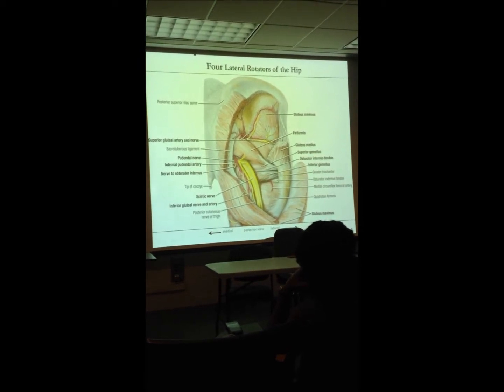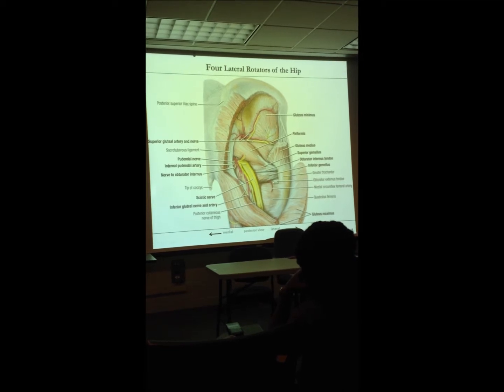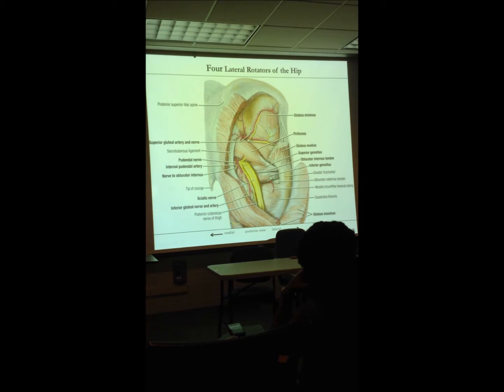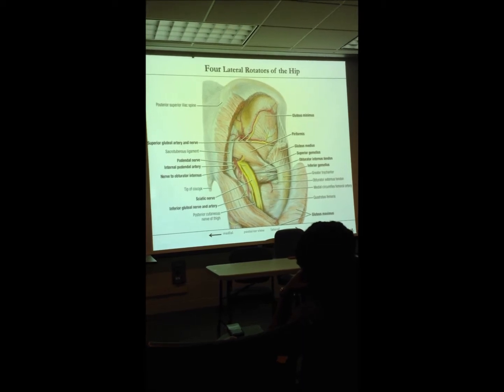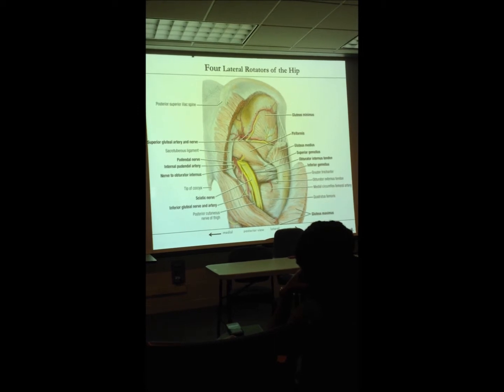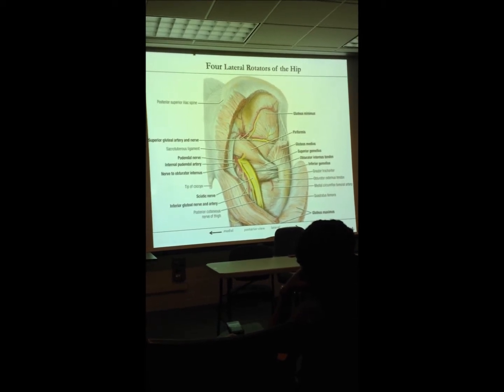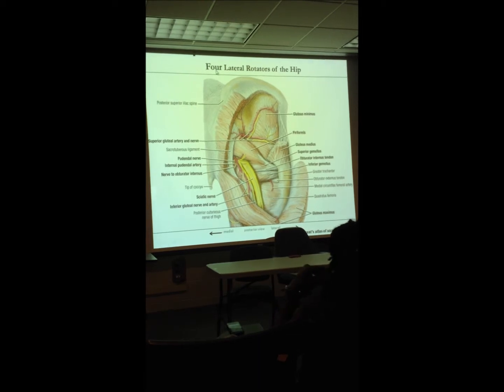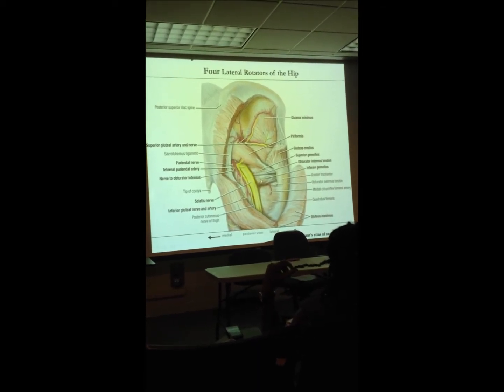Piriformis pulls the femur that way, laterally rotates it. Gemellus, obturator internus, gemellus and quadratus femoris, okay? You could say 5 here, because in number there really would be 5: 1, 2, 3, 4, 5. But you can say 4 because 2 of them have the same name, gemelli. Gemellus superior and inferior, okay?